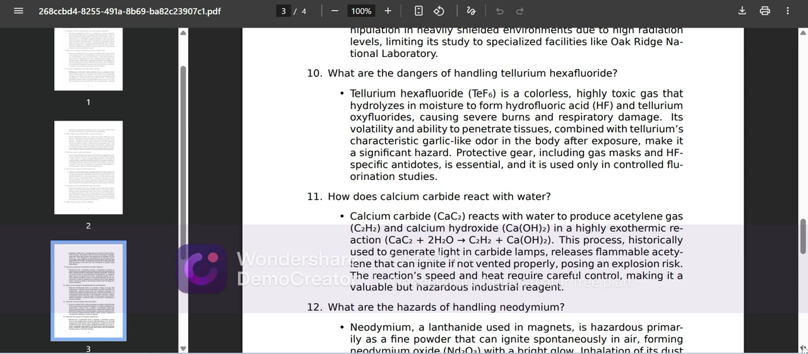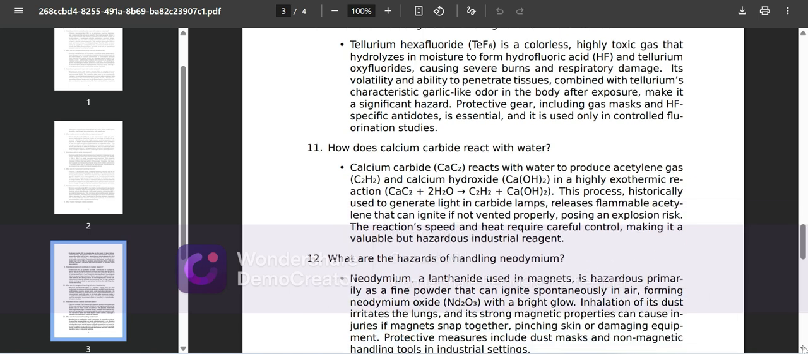Its volatility and ability to penetrate tissues, combined with tellurium's characteristic garlic-like odor in the body after exposure, make it a significant hazard. Protective gear including a gas mask and HF-specific antidotes is essential, and it is used only in controlled fluorination studies. How does calcium carbide react with water?